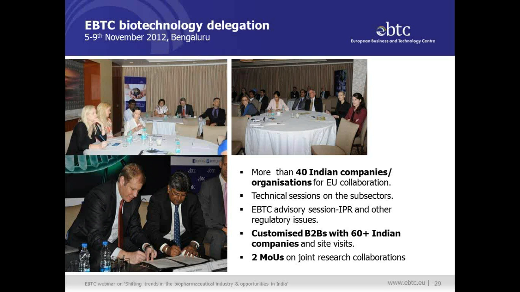And this was one of the interesting aspects for EBTC, because there were very successful B2Bs conducted with more than 60 Indian participants, and 2 MOUs were signed on the basis of joint research collaborations between the Estonia-based organization and the Indian-based organization. This is a measure of success for EBTC in terms of a biotechnology delegation in the pan-European sense. EBTC, as I said, also works with consortiums and clusters.